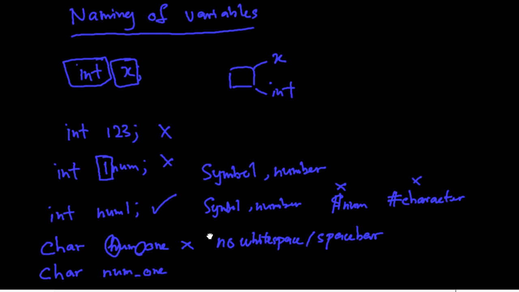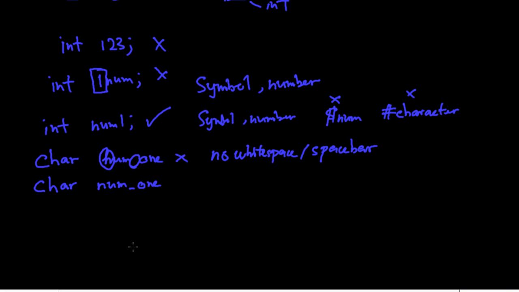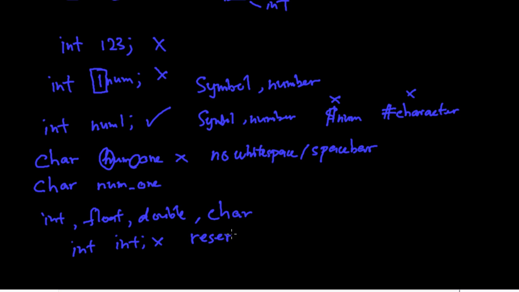The next one is, okay, now remember the fundamental data types? We have integer, float, double, and character. These are the few fundamental basic data types. Now, can I create an integer called int? Definitely no, because int is a reserved word. It is a reserved word.